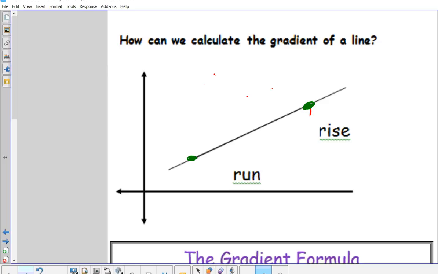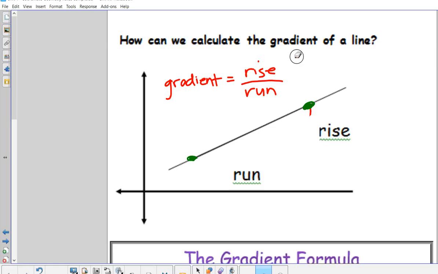So how can we calculate the gradient of a line? In those cases, the gradient was kind of in the equation, you just had to rearrange to make y the subject, and then you could easily get the gradient. So how can we calculate the gradient of a line? We generally use the idea like in maths investigations, gradient equals rise over run.